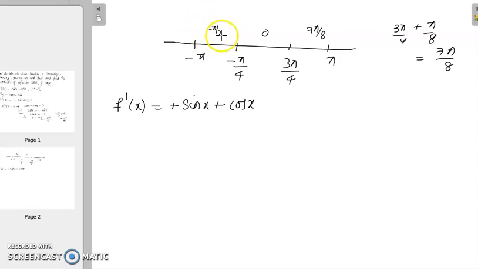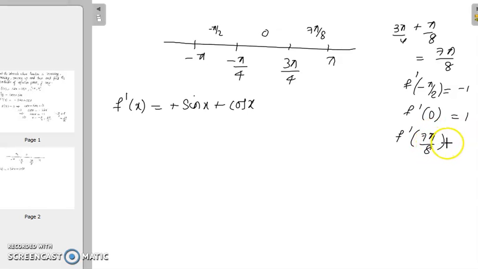So when you take f dash of minus pi by 2, you can see that cos of minus pi by 2 is 0, sin of minus pi by 2 is minus 1. F dash of 0 will be equal to 1, and f dash of 7 pi by 8, so let us find out using a calculator. So you can see that it is less than 0, a negative value.